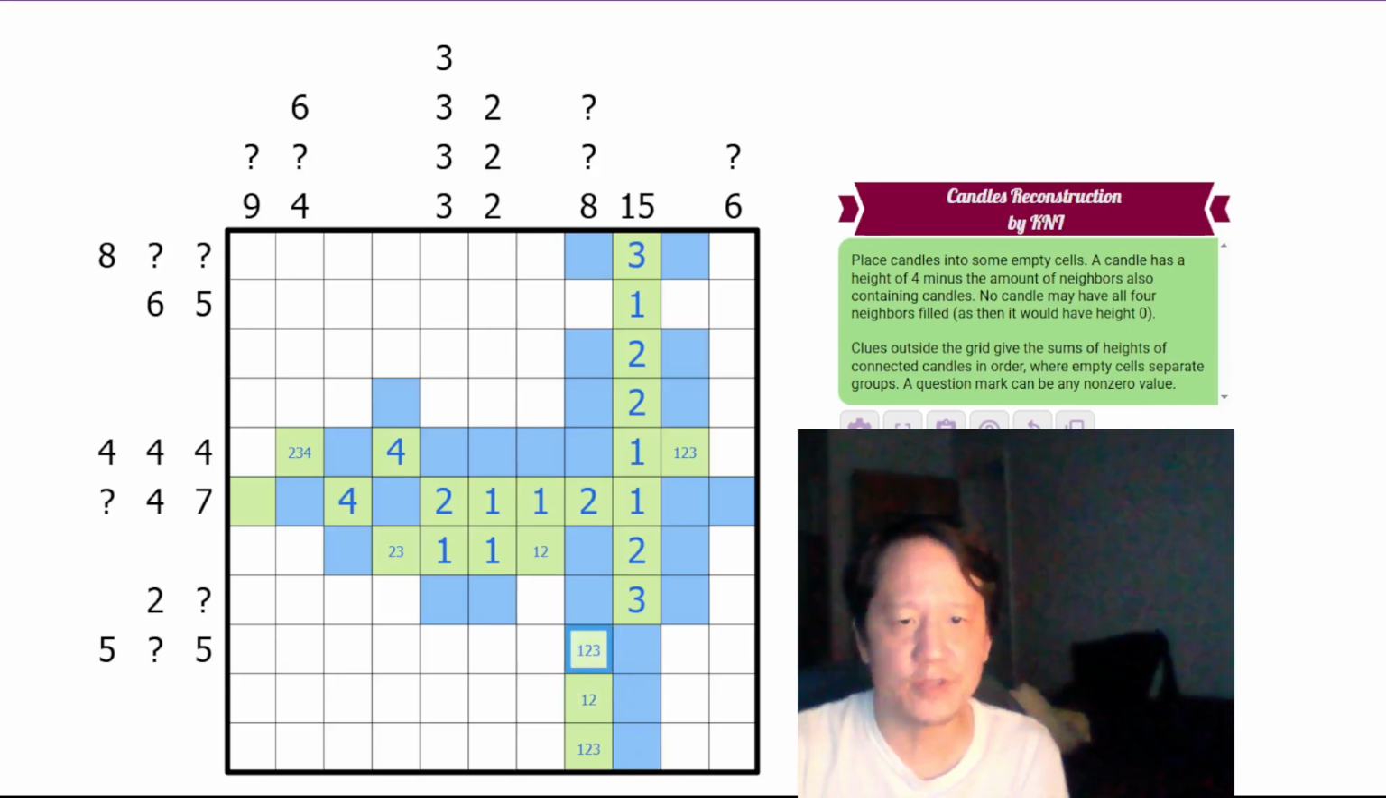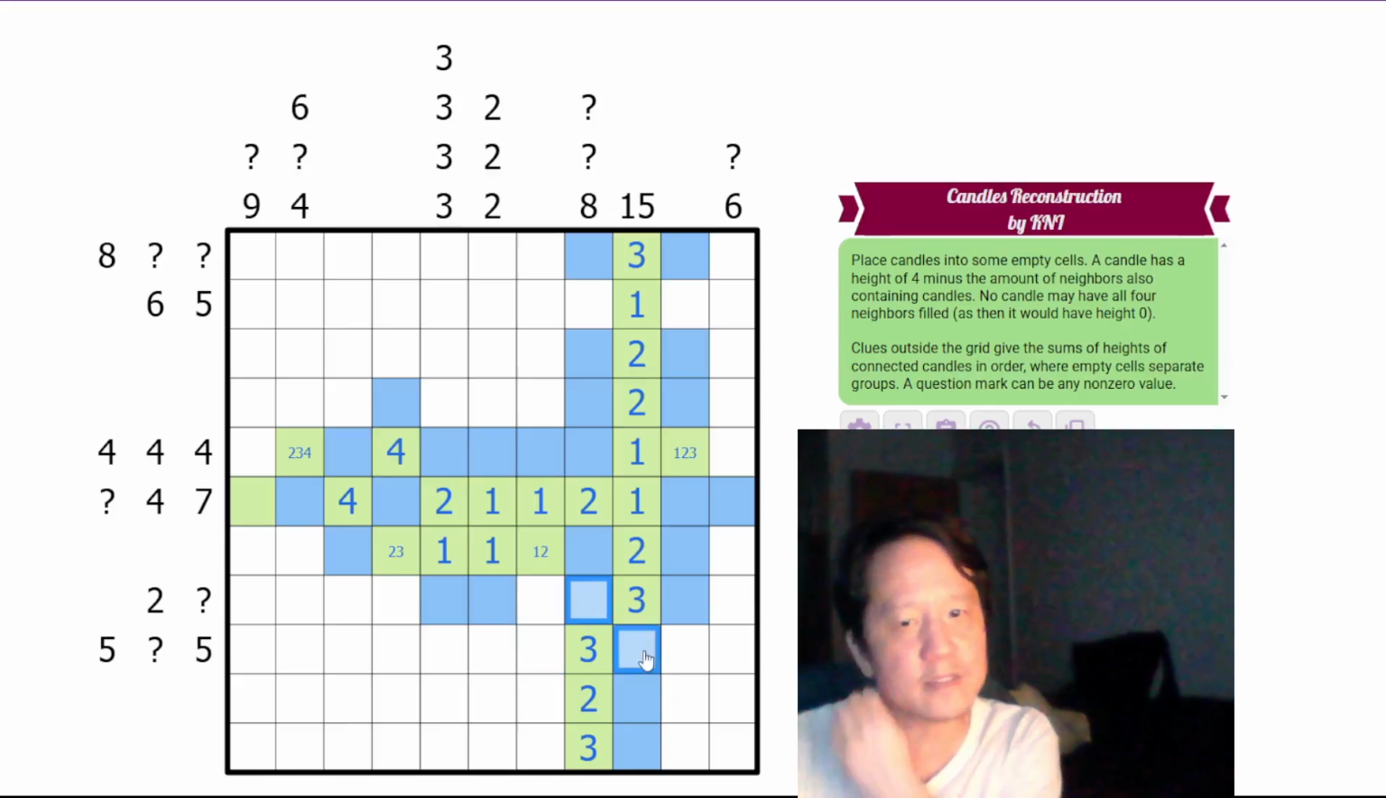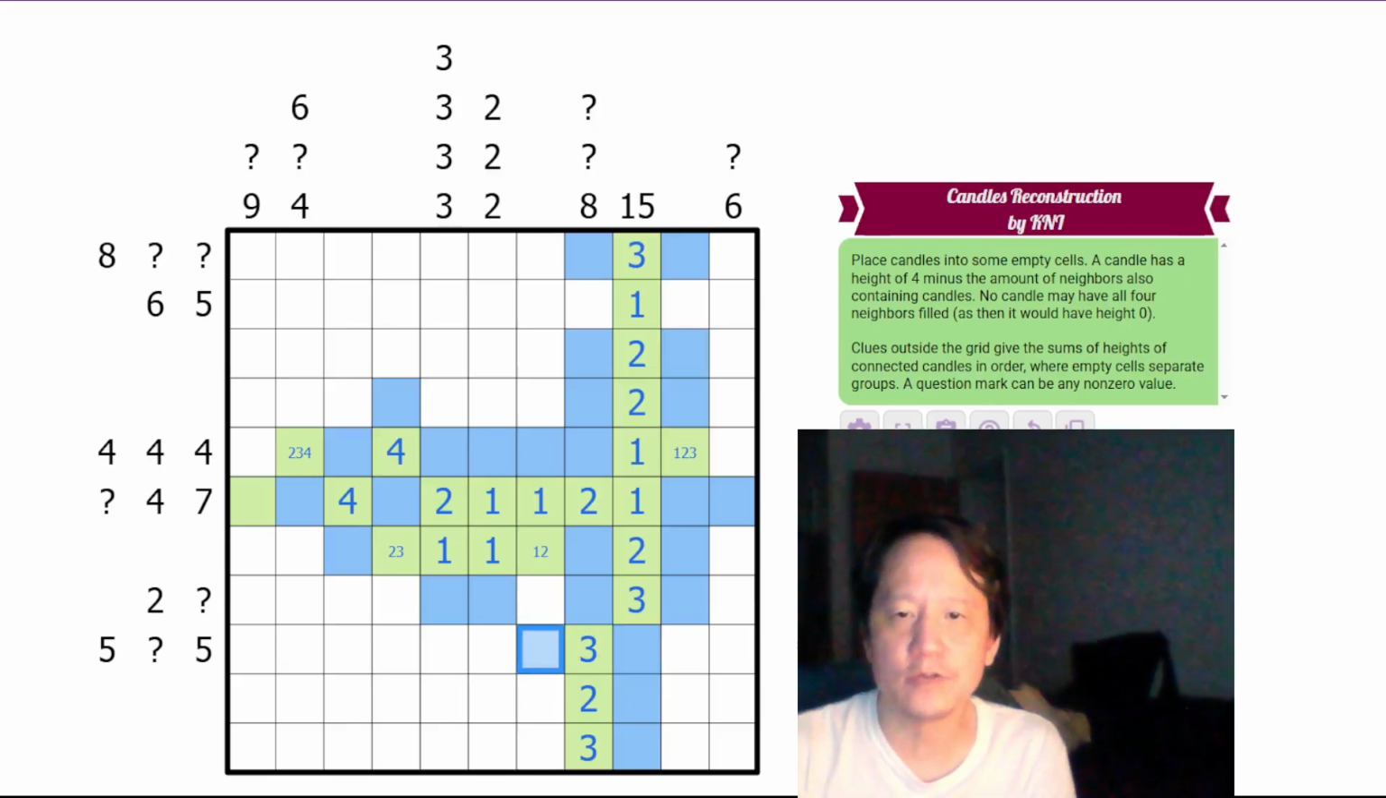This has to be 3 here. That's 3. This is 2. That's 3, which means this has to have no candles in 3 of its neighbors. This is no candle here. Therefore, we have the 5 here. So this is green, green. This must be 2, 3 as a pair because neither of them can be 4.